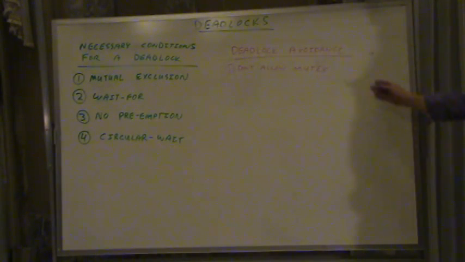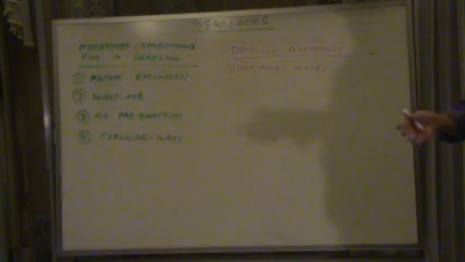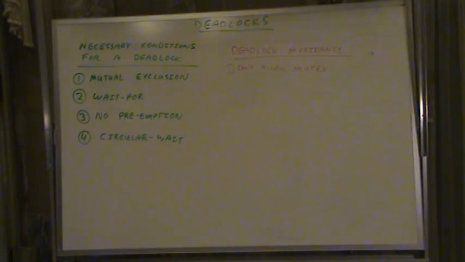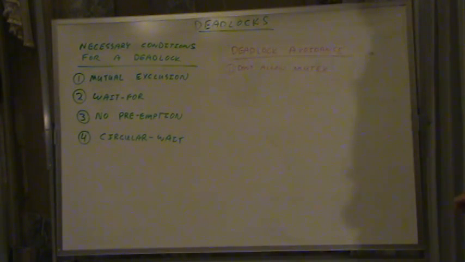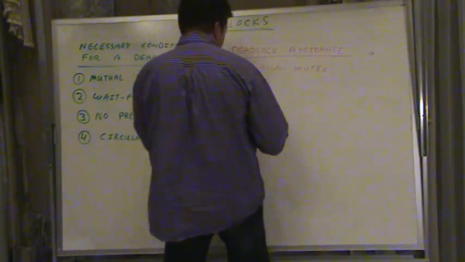But there are so many things we now would not be able to do. We couldn't use a printer. We couldn't use a disk drive. We couldn't have any shared memory, like a checking account, a savings account. We'd be very, very limited in what we could do, but we would solve the problem. So this is very unrealistic.